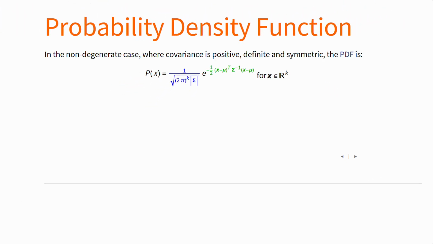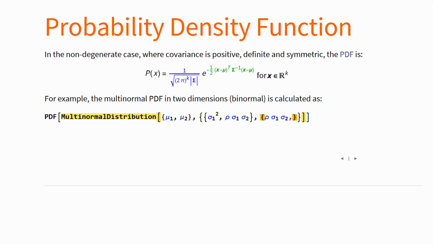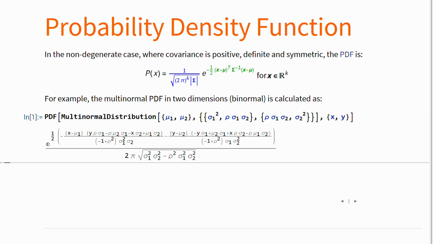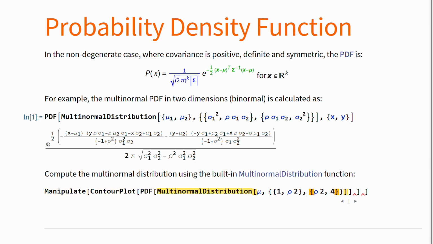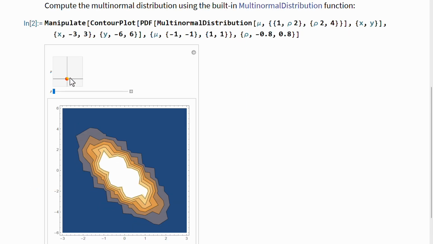So the covariance matrix of the multinormal has some restrictions. It must be positive definite and symmetric. As an example, here's the multinormal PDF in 2 dimensions, also called binormal. And yes, it gets complicated very fast. You can compute the multinormal distribution using the built-in MultinormalDistribution function. Here I use ContourPlot to easily visualize with control over the mean and correlation.